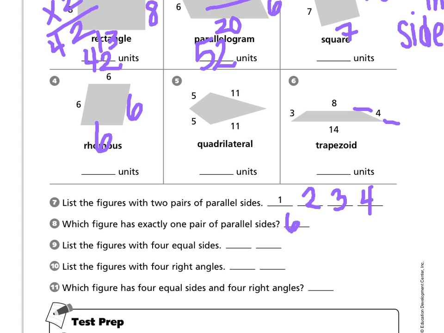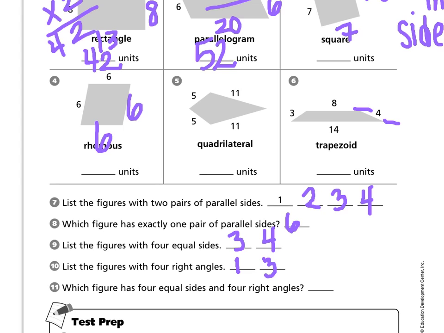List the figures with 4 equal sides. Number 3, the square, and number 4, the rhombus. They both have equal sides. Number 10, list the figures with 4 right angles. So I know that a rectangle has to have 4 right angles, and I know that a square has to have 4 right angles.